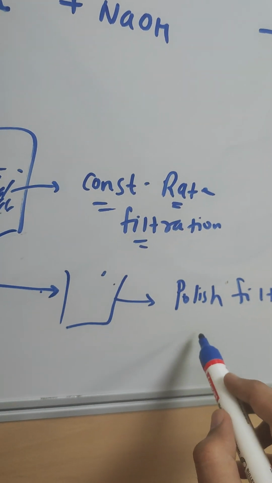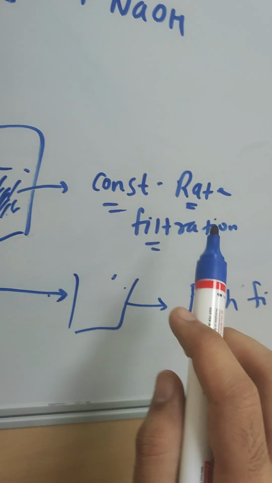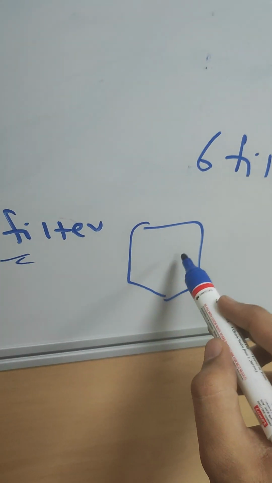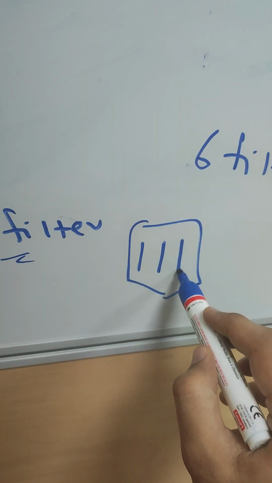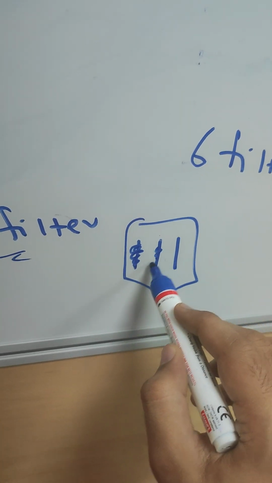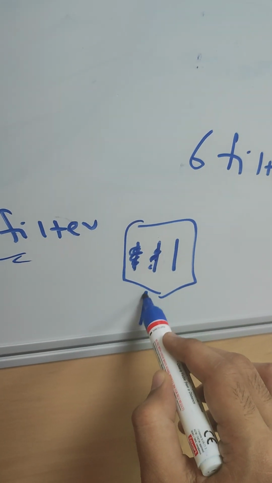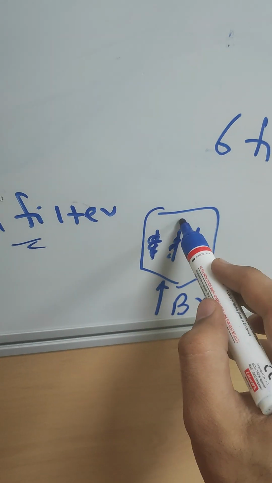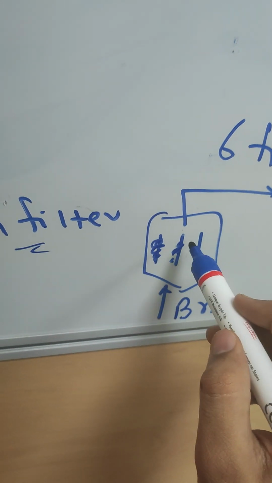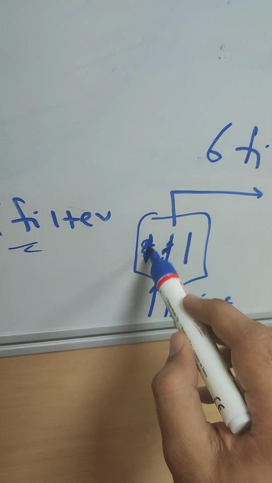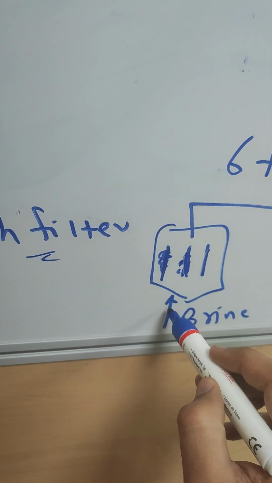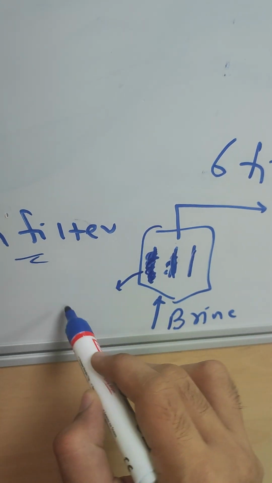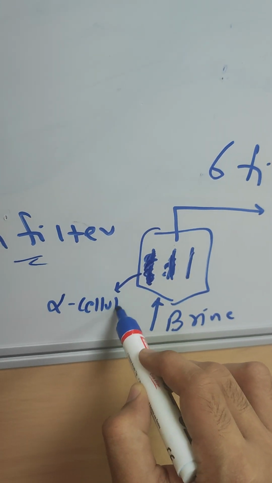In the polish filter we have candles. This is the same as the anthracite filter, but here we have a coating of alpha cellulose. We have rods, and in the rods we have the filters, and the brine comes from the bottom and gets out from the top. These are also carbon filters, and in them we have a coating. What is the coating? It is called alpha cellulose coating.